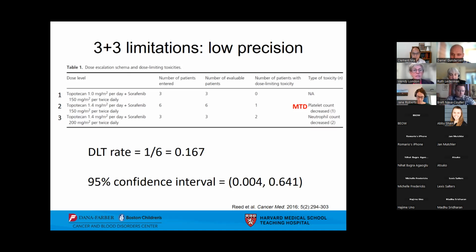So this 3+3 design has limitations in terms of estimating the DLT rate. So they picked dose level 2, and we've got 1 out of 6, which is a 16% DLT rate. And due to the small sample size, we can see that the 95% confidence interval goes from 0.4 to 64%, a very wide confidence interval. And this really tells us next to nothing about what the actual DLT rate is for dose level 2.